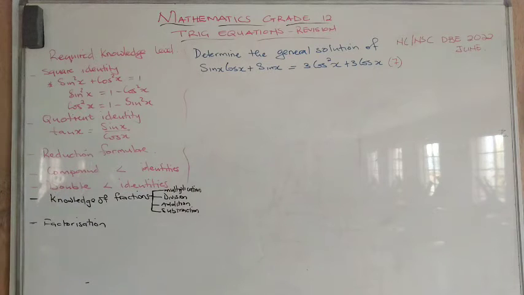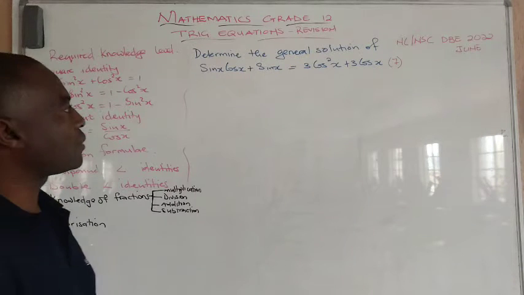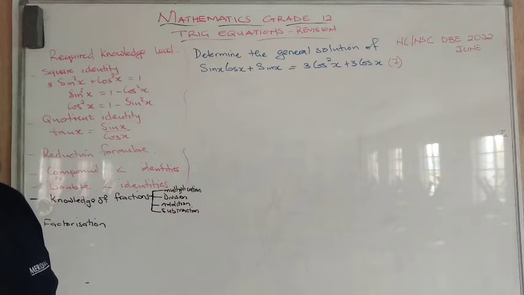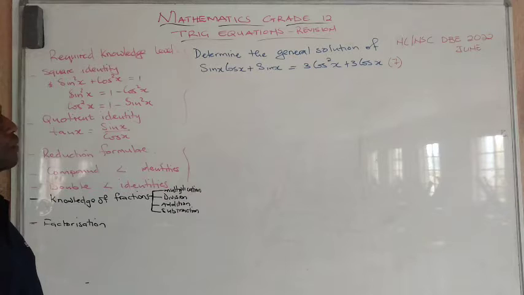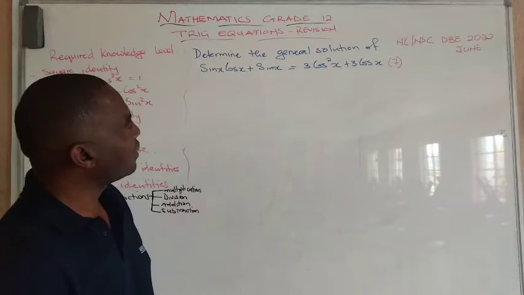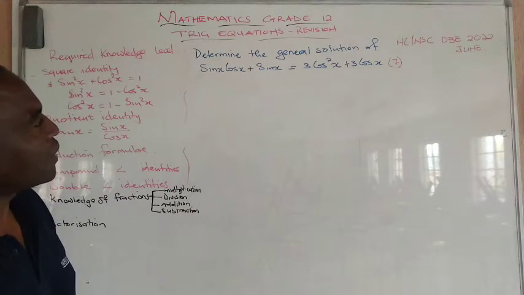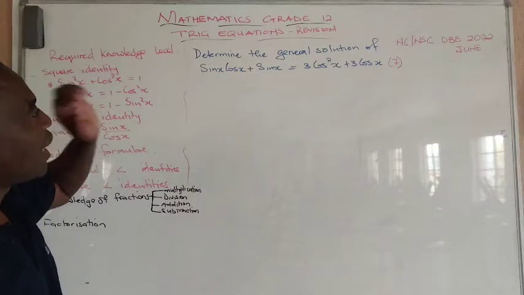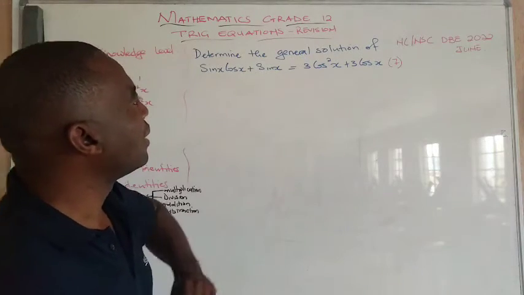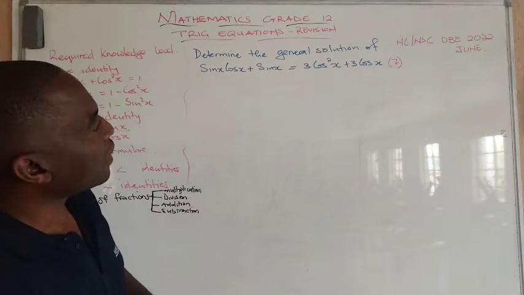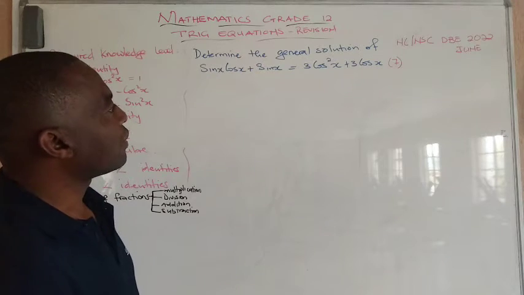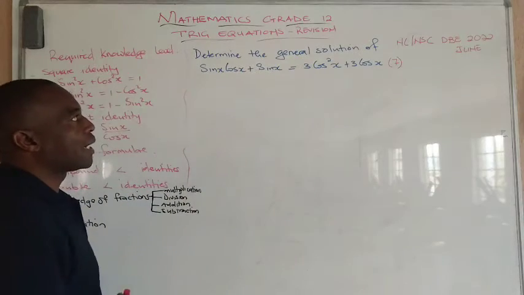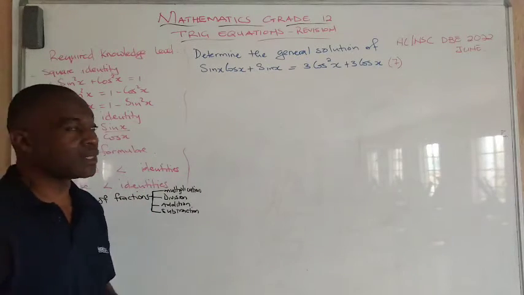On the left hand side, it's sin x cos x plus sin x, which is equal to 3 cos squared x plus 3 cos x on the right hand side. To solve this equation, if we factor out sin x, we will have cos x plus 1, and if we factor out 3 cos x, we will have cos x plus 1, which means that we have to use factorization by grouping.